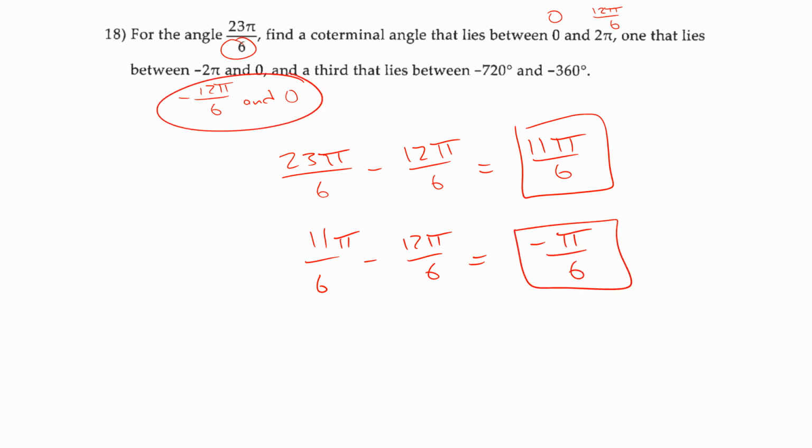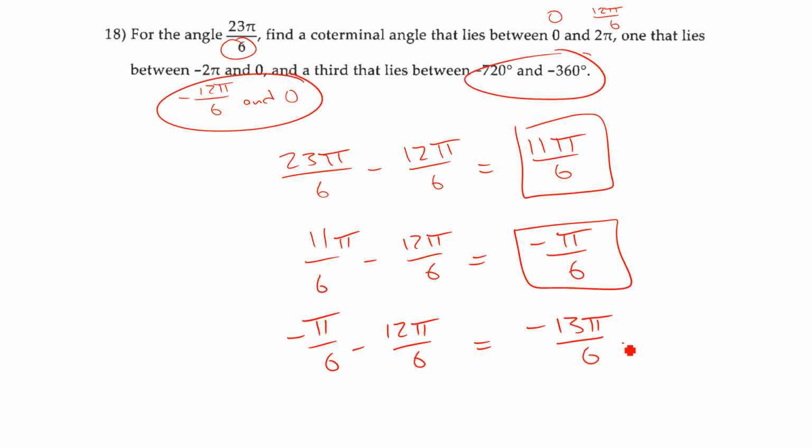And let's go do it again. Negative pi over 6 minus another 12 pi over 6 gets us to negative 13 pi over 6. But we do want this one in degrees as indicated here. So we'll times it by 180 over pi. The pi's cancel out. And so 180 over 6 is 30, and 30 times 13 is 390. Negative 390 degrees.